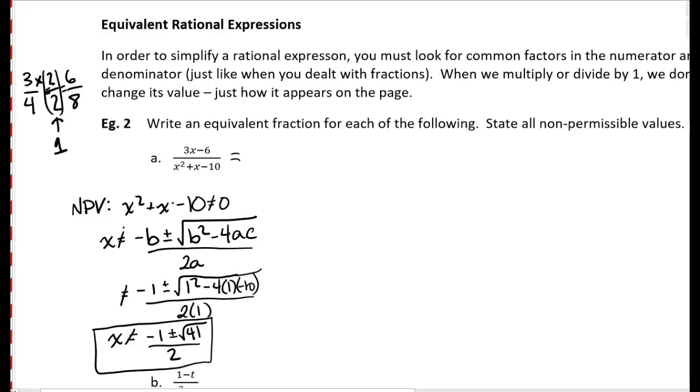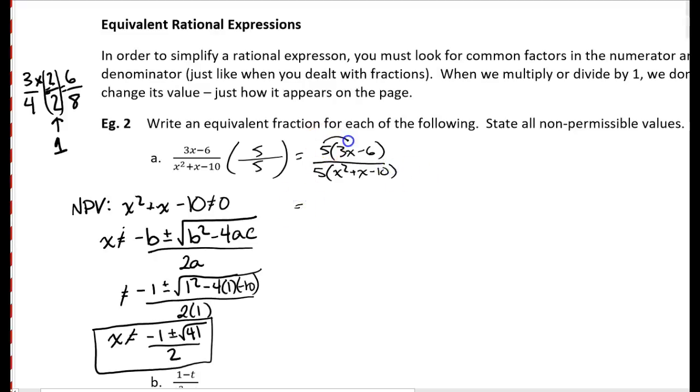Now that I've defined my non-permissible values, though, I can go back and say, okay, well, if this is not factorable, then there's no way of dividing something out of both of these pieces, because I really don't know what I would divide out of that denominator. But I can multiply by 1, and you can literally choose anything. So if you chose 5 over 5, you would still be writing an equivalent rational expression. How that works? Well, we've got 5 times the numerator, 3x minus 6, and then 5 times the denominator, x squared plus x minus 10.